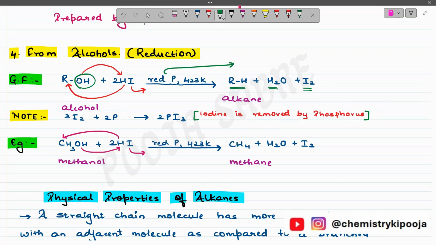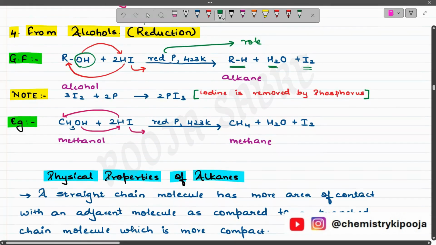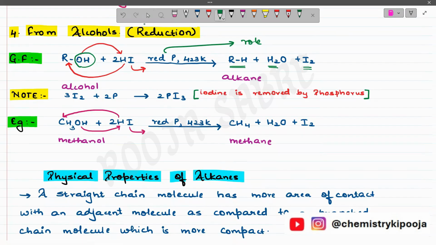Now what is the role of this phosphorus? Why do we need to use this phosphorus? In the previous topic also I have explained. The reason is, whenever iodine is formed here, it has a tendency to react with alkane and give back the alkyl halide. So we cannot get the desired product, that is the alkane, in good quantity. The reaction will be reversible or the alkanes will be used up.